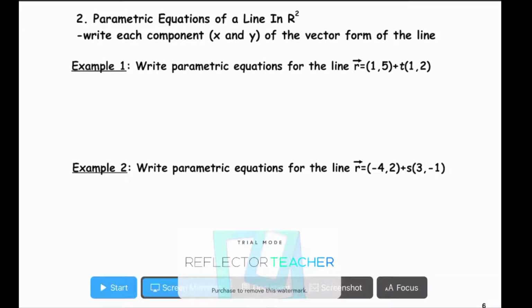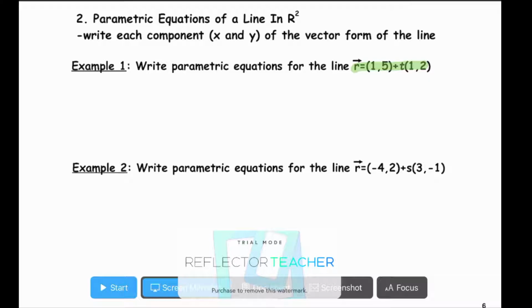Continuing on from our last video, we are looking at parametric equations of a line in R2 or 2-space, however you want to call it. And what is a parametric equation? Basically, we're going to write each component, the x and y, of the vector form of the line separately. So remember, the vector equation looks like this. So I have my point, my parameter, and my direction vector.